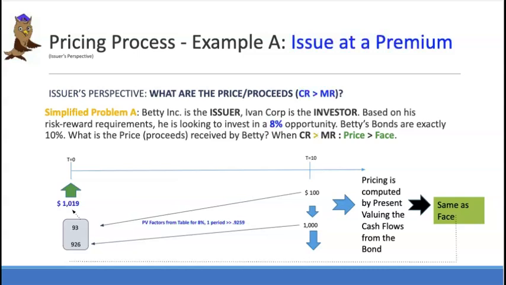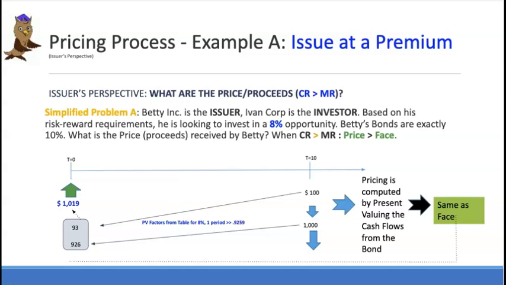This slide also has the very same setup as previously. The only difference is that the market rate is now only 8%. The process is the same. The cash flows from the interest payments are now present valued at 8% instead of the 10% in the at-face scenario or the 12% in the discount scenario. At the new 8%, the result is a PV of $93 for the cash flows from the interest payments.